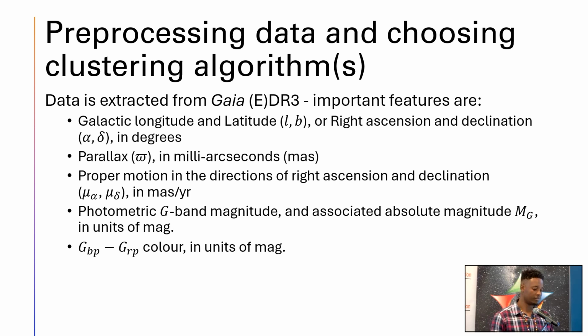Okay, so in terms of pre-processing the data, the very important aspects of the data that you would want to select for are the positional data, so either galactic longitude or right ascension, parallax, proper motion, and then if you want to go down the route of photometric studies, you would use the color associated with the blue and red photometer, as well as the photometric G-band magnitude, which, if I'm not mistaken, characterizes wavelengths between 300 nanometers and 1,100 nanometers, something along those lines.